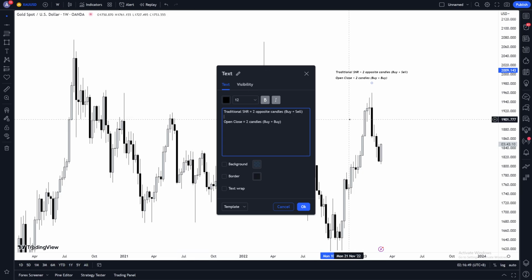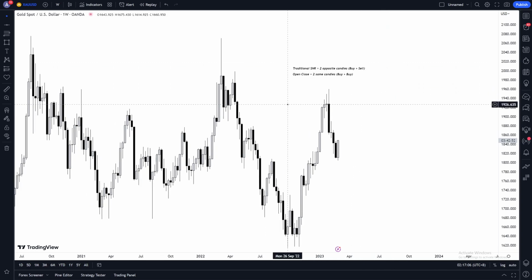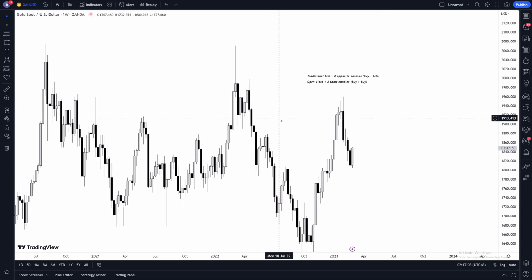So with traditional SNR, we have two opposite candles. Buy is opposite to sell. Here, we have the exact same candles, buy, buy, or sell, sell. Now I've given you the theory. Open close is the two same candles. Now how do we actually mark this up on the charts? Very easy. This is the easiest thing ever.